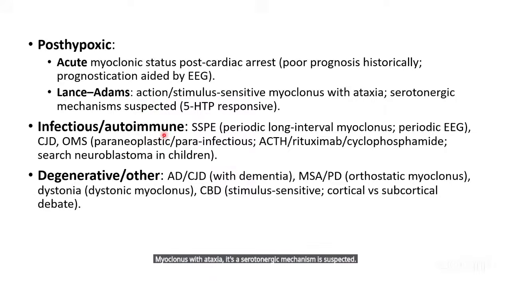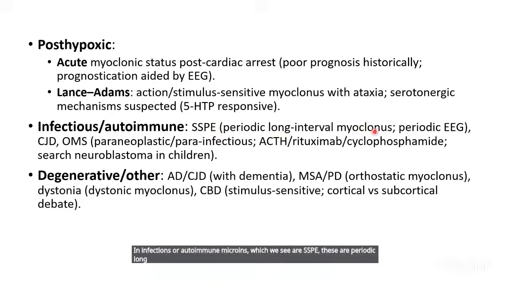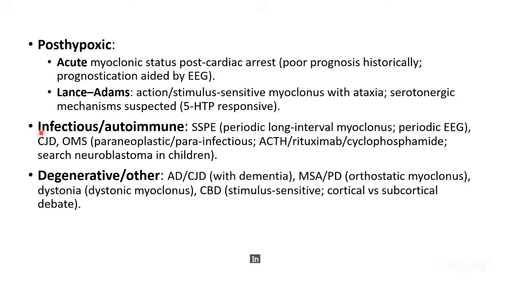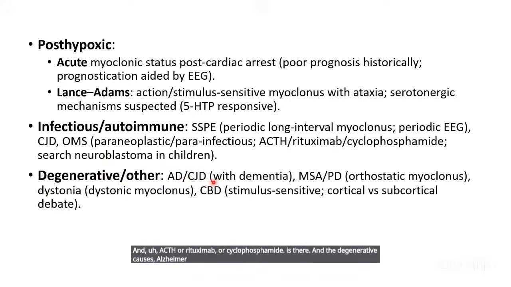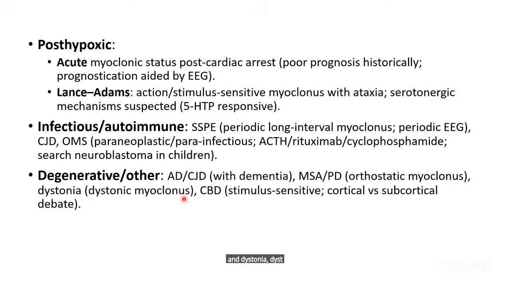In infectious or autoimmune myoclonus, we see SSPE, with periodic long-interval myoclonus and periodic EEG. In CJD also we see this. In OMS, paraneoplastic or para-infectious, ACTH or rituximab or cyclophosphamide is used. Among degenerative causes, Alzheimer's and CJD, and in MSA or PD we can see orthostatic myoclonus, and dystonic myoclonus can be seen. In corticobasal degeneration, stimulus-sensitive myoclonus is more common.